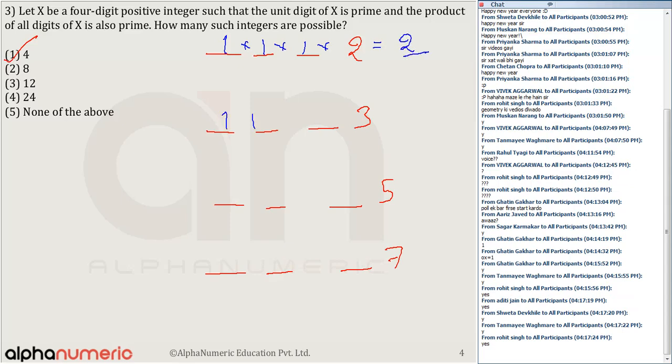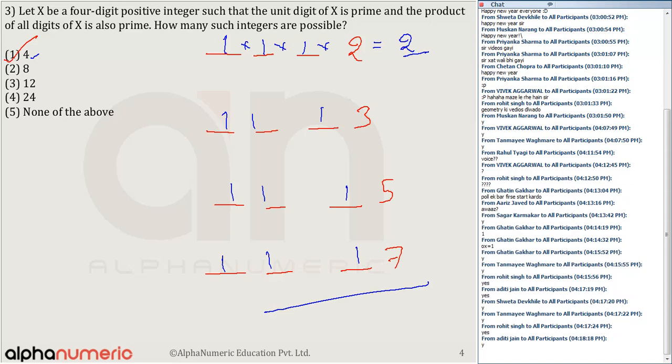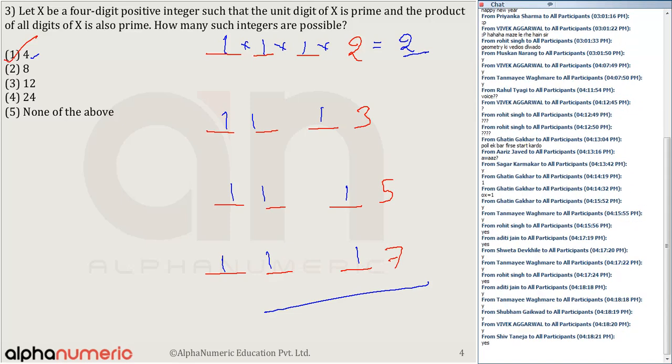So ये 4 number होंगे बस. So the answer is 4, option number 1. So this is a very easy question. Can I move ahead? Okay. Sorry.